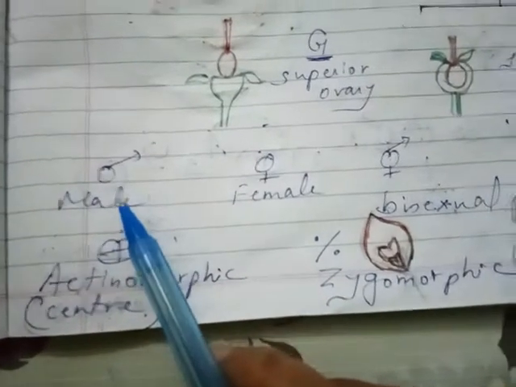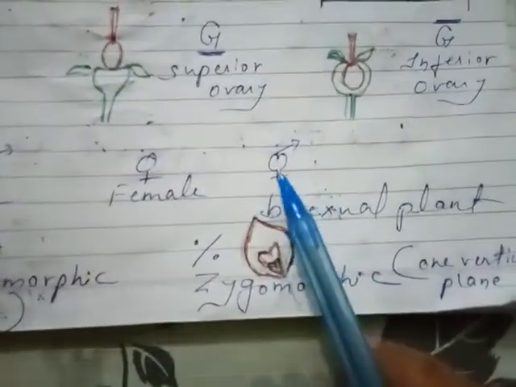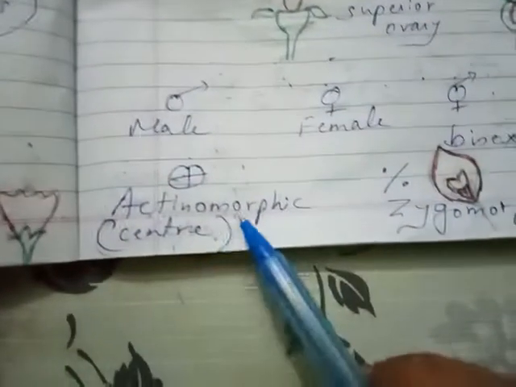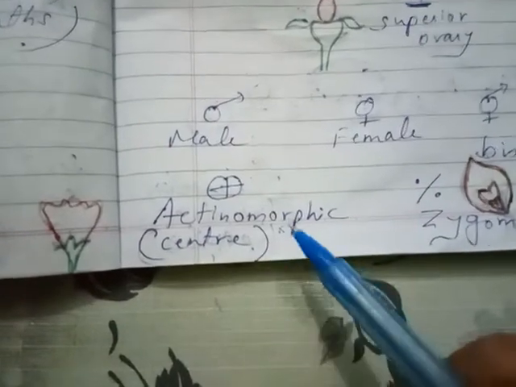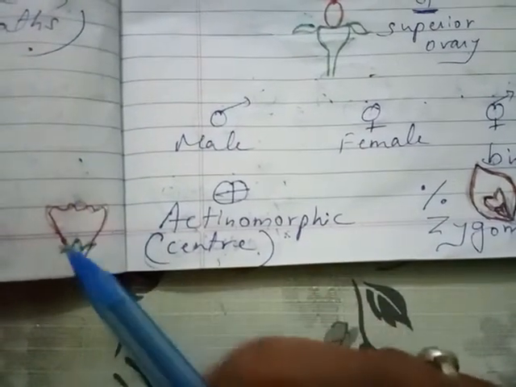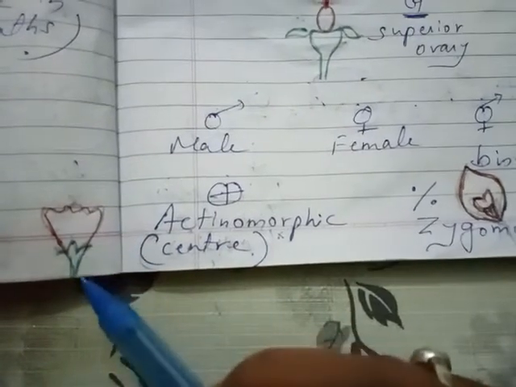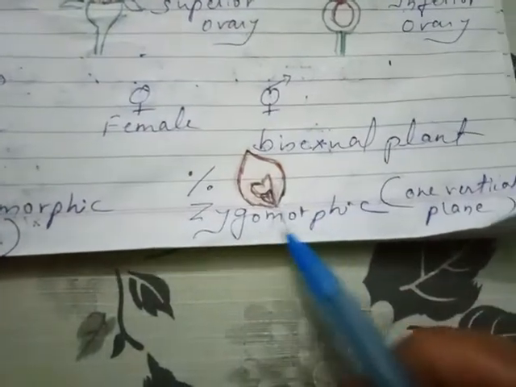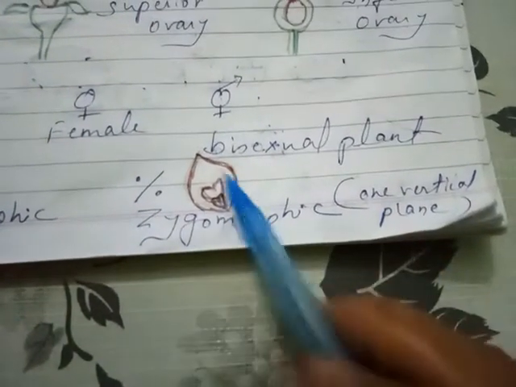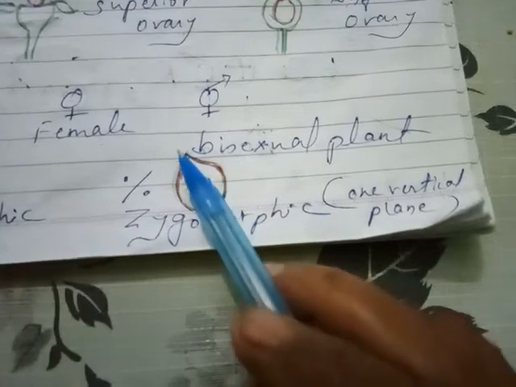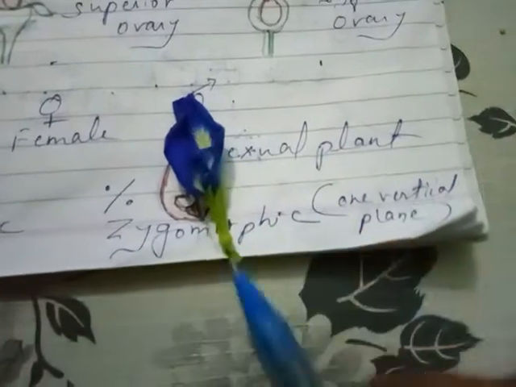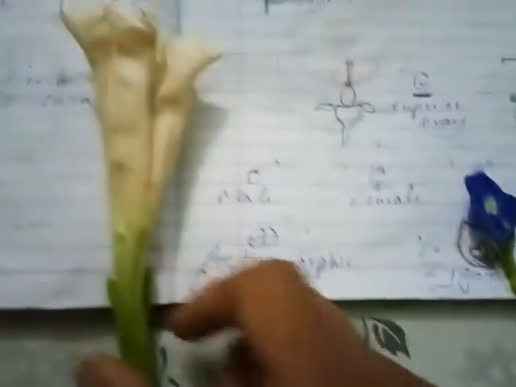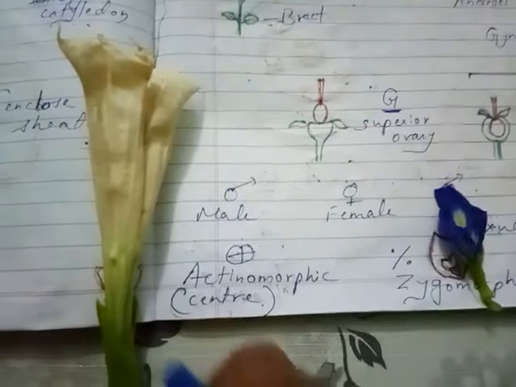Then one symbol is for male, one for female, and one for bisexual plant. And if this symbol is used, it is called an actinomorphic flower, that is, we can divide the flower into two equal halves from the radial plane. While if this symbol is used, it is called zygomorphic, that is, the flower can be divided only in one vertical plane into two equal halves. In this case, this one is zygomorphic, while the Datura flower is actinomorphic.